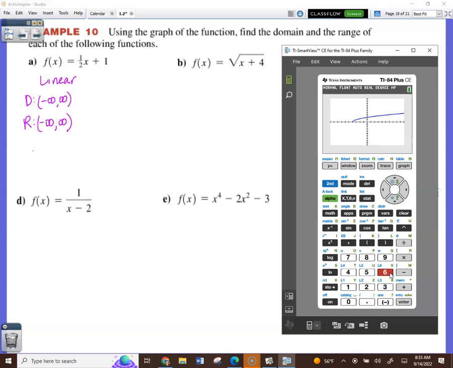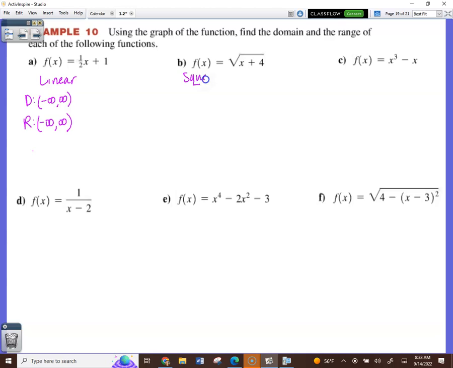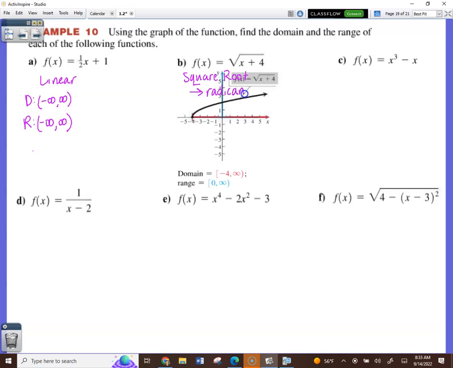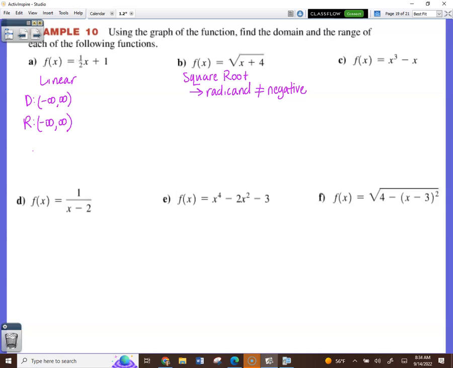What I want you to prompt your mind when you're doing this on your own is to think to yourself, this is a square root. And then from there, think, what's the rule in math with square roots? The radicand cannot be negative. Now, since it cannot be negative, and this is where a lot of people tend to forget, they know that it can't be negative, but they don't remember what to set it equal to or against to solve.